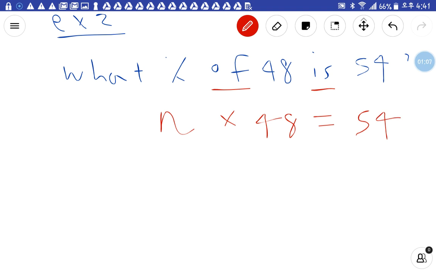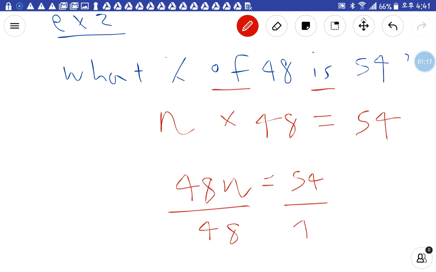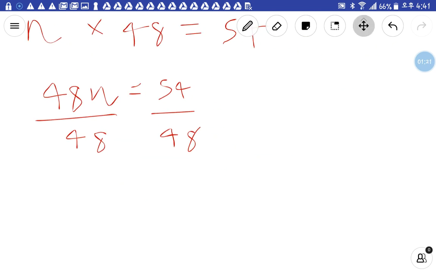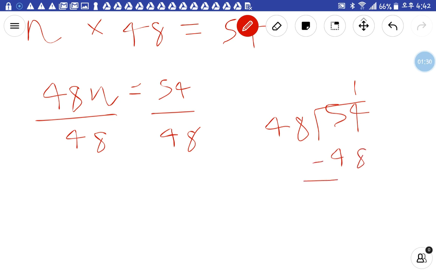So let me rewrite this part. 48n equal 54. Now what do we do? Divide by 48 on each side. Then I can get my letter n. So 54 divided by 48. Then I can put my 48 under 54.